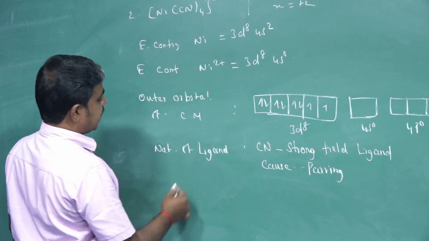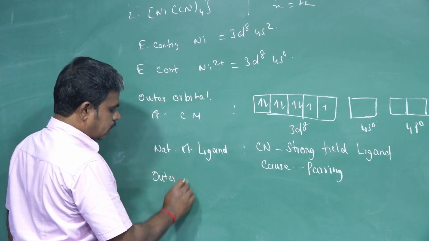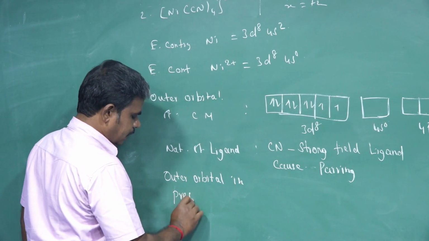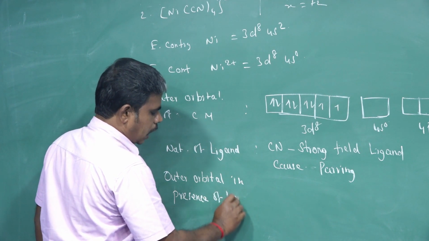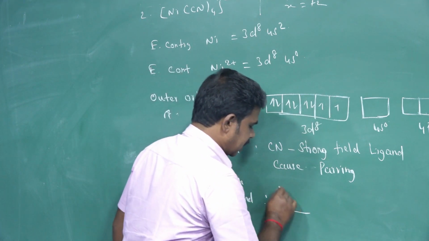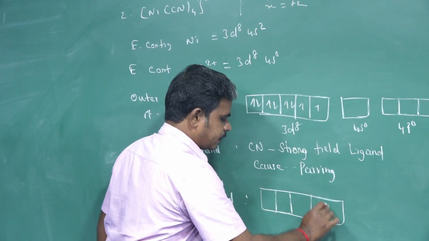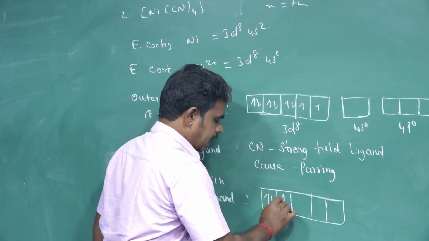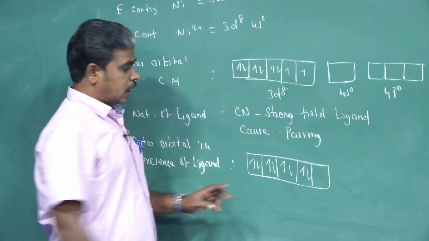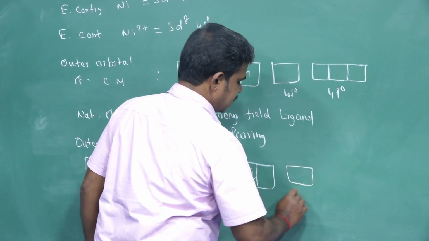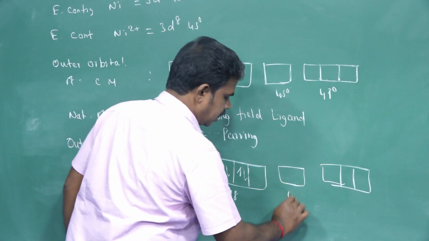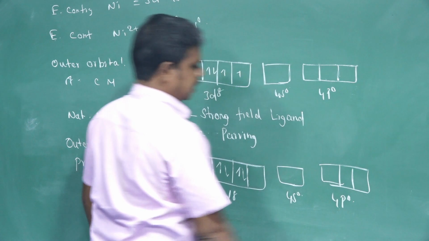So we take the next one, the outer orbital in the presence of the ligand. So there is pairing. Here we have 5 orbitals, and the electrons will be paired up. Totally 8 electrons are there, and they will be paired up. Now here it is 4s0 and 4p0. So it is 3d8 and 4s0 and 4p0.